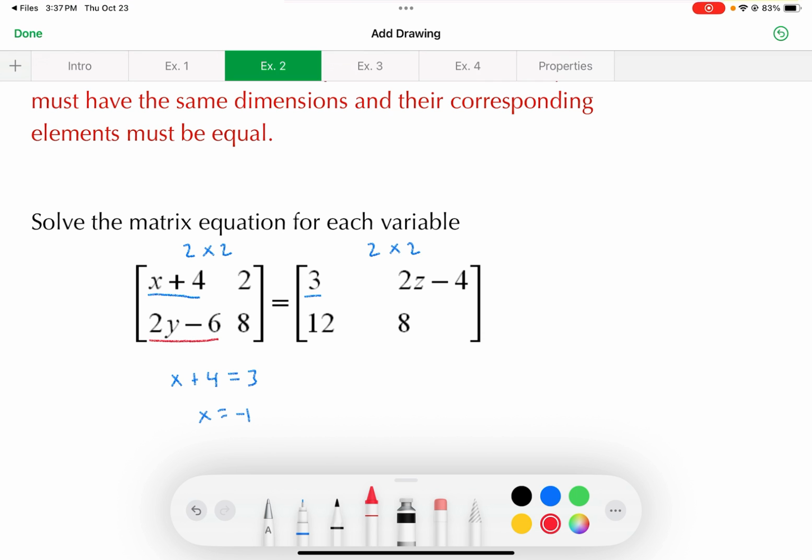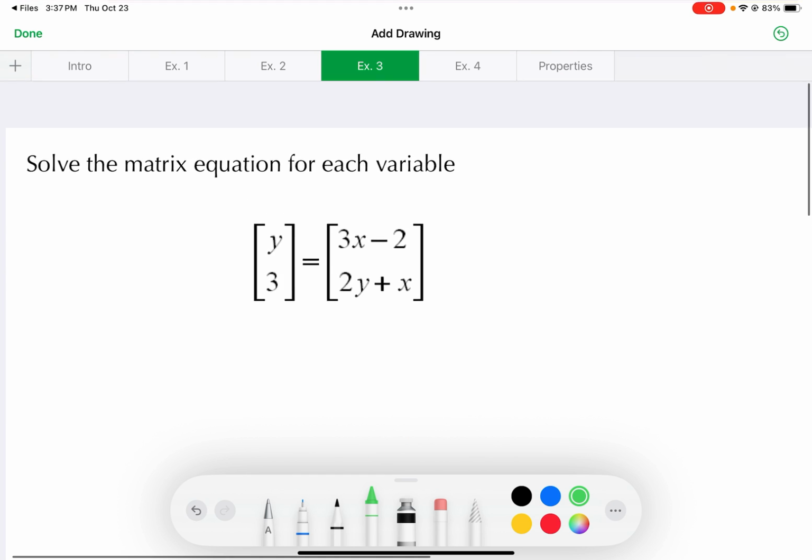Similarly, 2y minus 6 would have to equal 12 then, since they're both in the second row, first column. All right, solving that, 2y would equal 18, y would equal 9. And similarly, 2z minus 4, that would have to equal 2. Or 2z equals 6, so z equals 3.